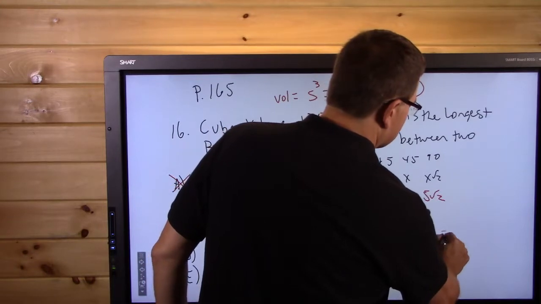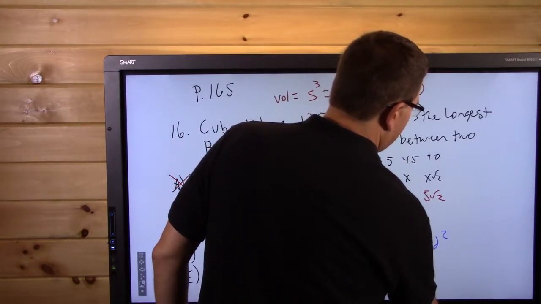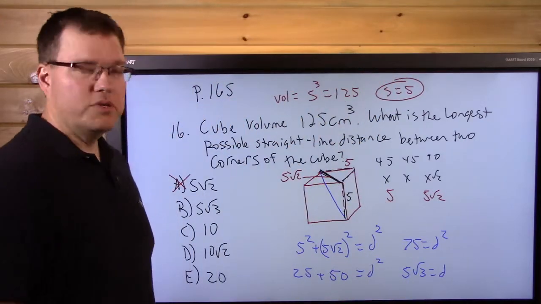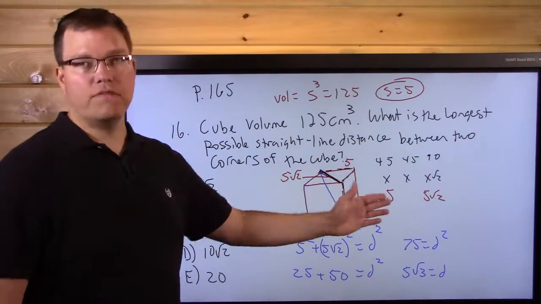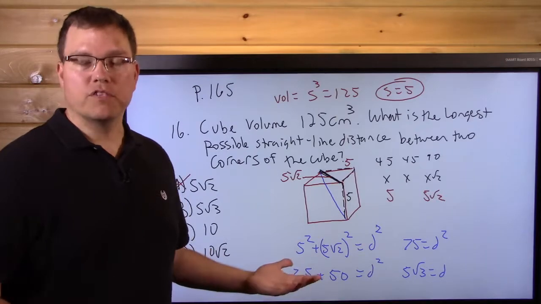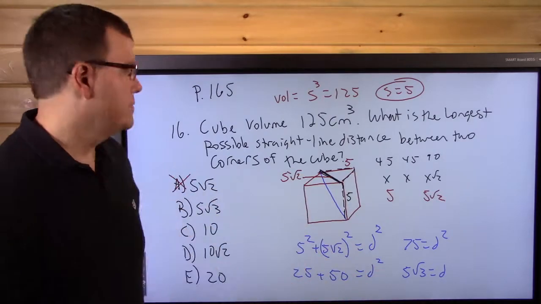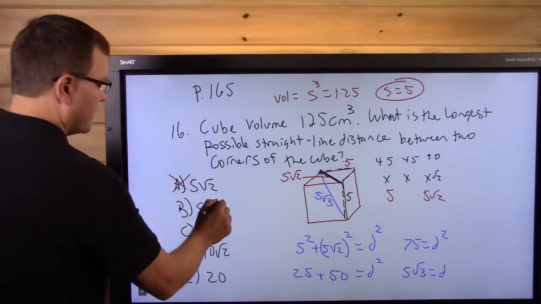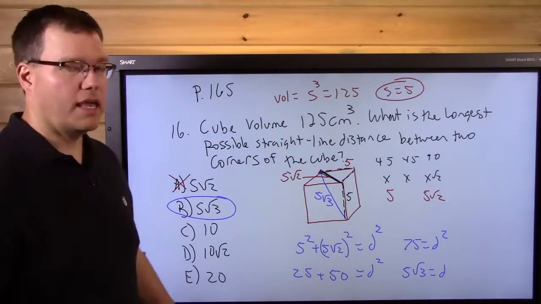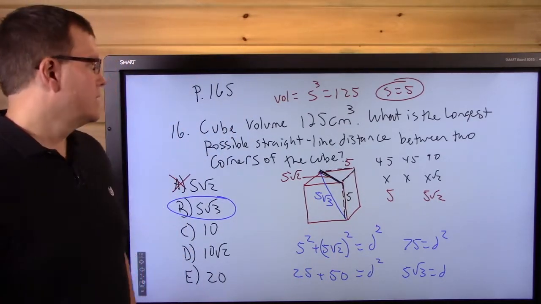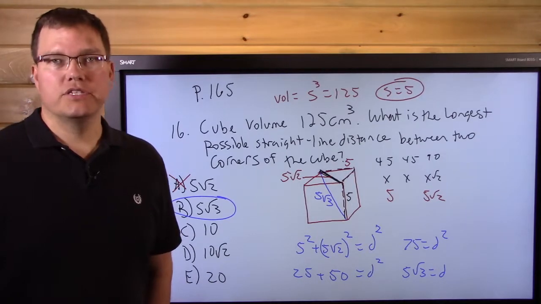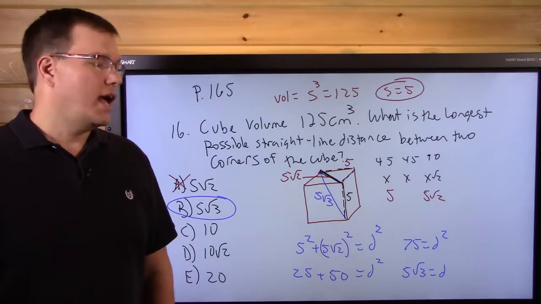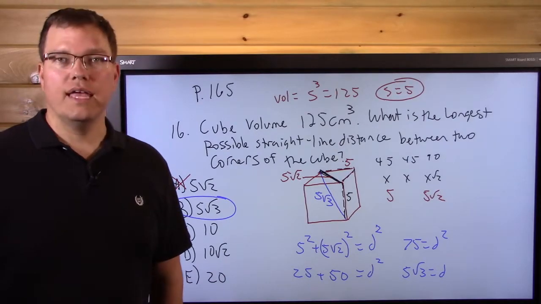75 equals d squared. When you take the square root of 75, you get 25 times 3. 25 is a perfect square, so 5 root 3. So the biggest distance we can do is 5 root 3, and that's going to be answer choice B. So that's our three-dimensional shapes, and on the next recording, we'll do the third side rule and some more geometry.